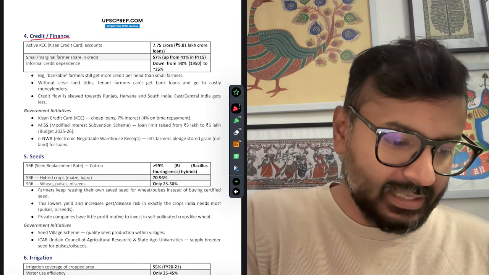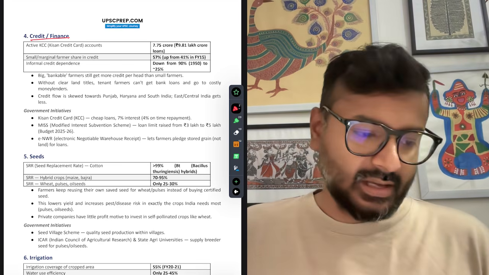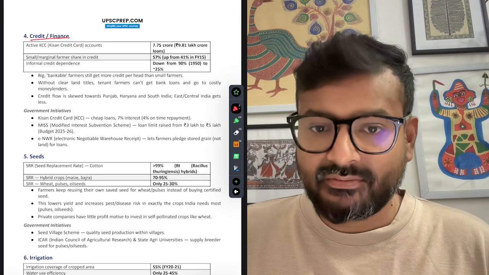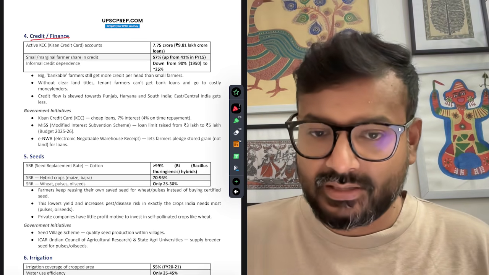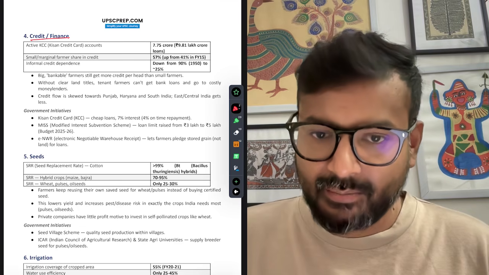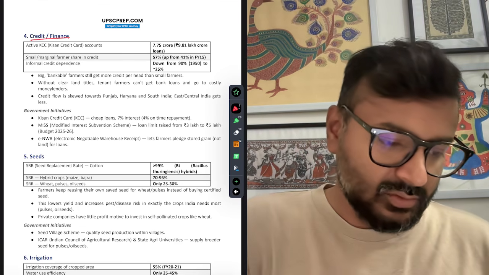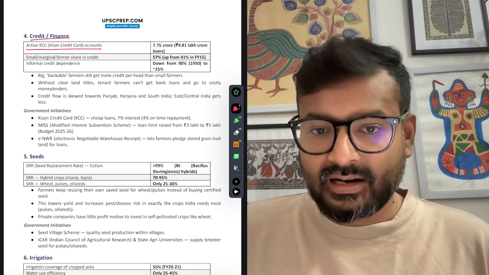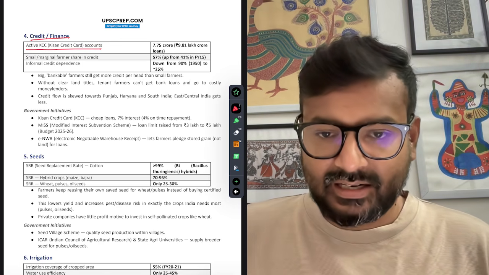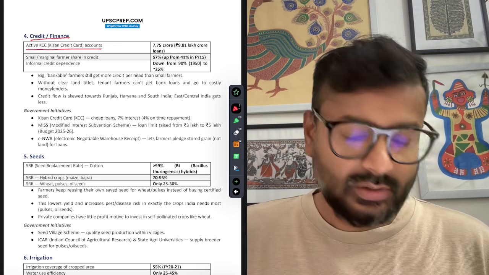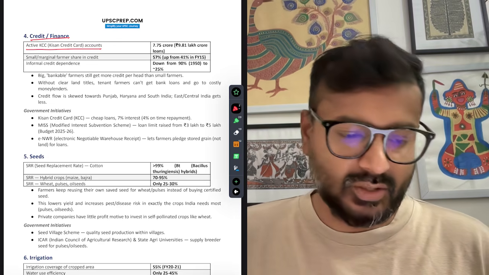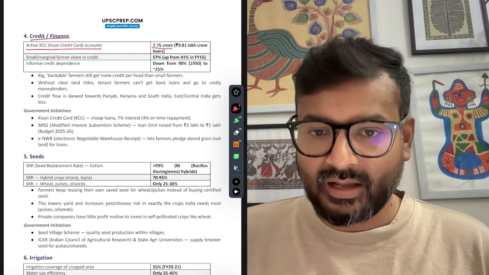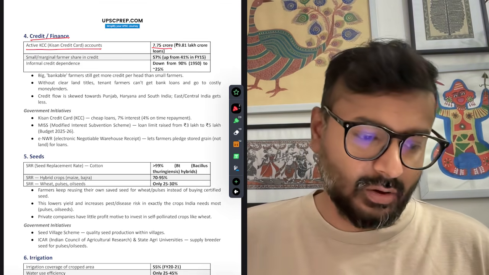Next, let's come to credit and finance in agriculture. Okay, so credit or initial finance is a very important part of agriculture, because that enables the farmer to buy all the inputs, invest in their land. So here we see the active Kisan Credit Card accounts. Farmers get a Kisan Credit Card, KCC, account through which they can borrow small sums of money. So right now there are 7.75 crore accounts. So a lot of farmers have access to formal credit.